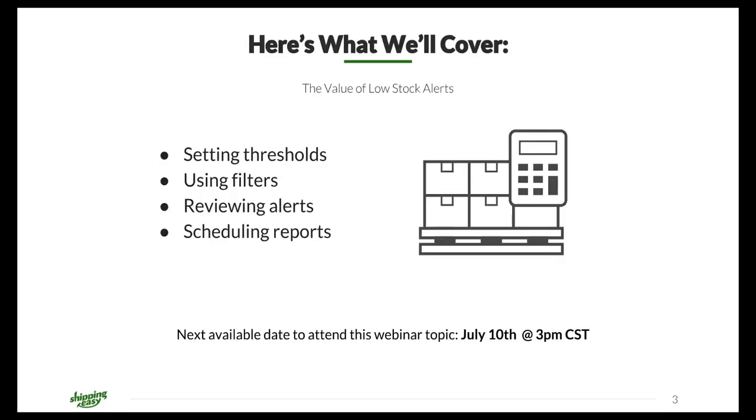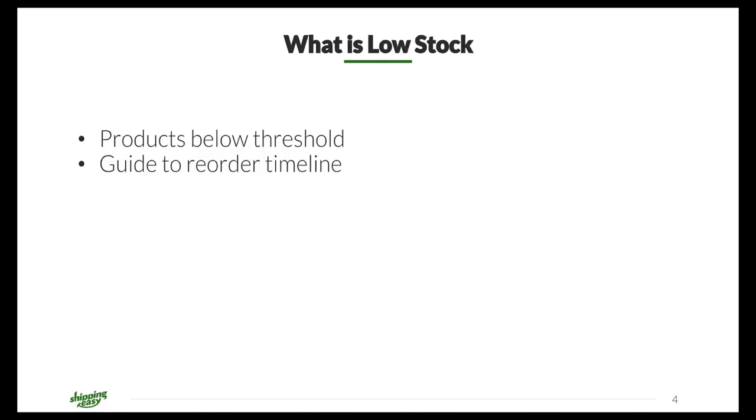Thanks, Rob. Okay, as Rob said, today we'll be covering the value of low stock alerts. This includes setting thresholds, using filters, reviewing alerts, and scheduling reports. So really, what is a low stock alert? The low stock alert on ShippingEasy is a way for you to track which products you have that are below your threshold without ever navigating to your inventory list. They are a way to easily monitor when you may need to delist or reorder a product, so that you're not having to calculate all that information yourself or keep track of it elsewhere.